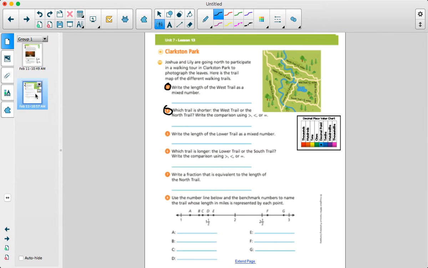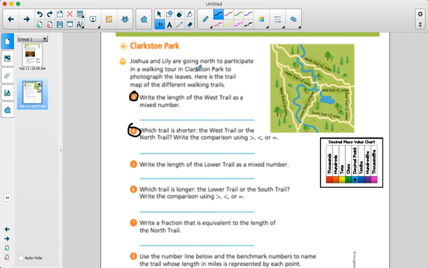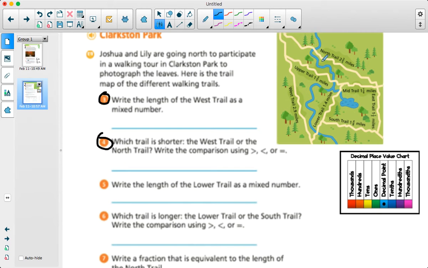All right, I'll do a couple more on this page here. It says Joshua and Lily are going north to participate in a walking tour of Clarkston Park to photograph the leaves. Here is a trail map of the different walking trails. Write the length of the West Trail as a mixed number. So first let's find the West Trail. And I see the West Trail is written as a decimal. It's written as 2.9.